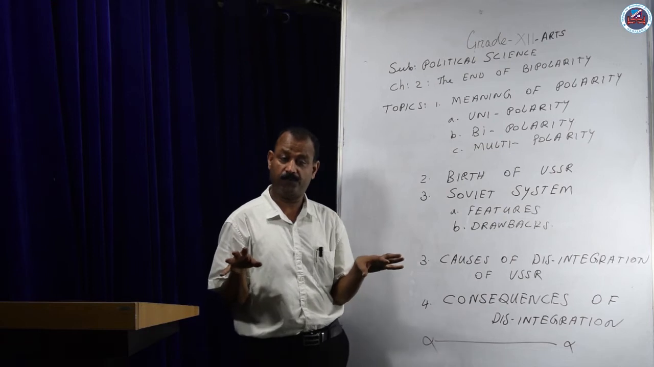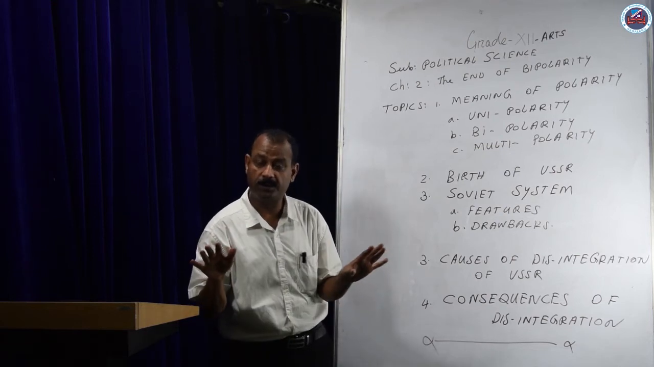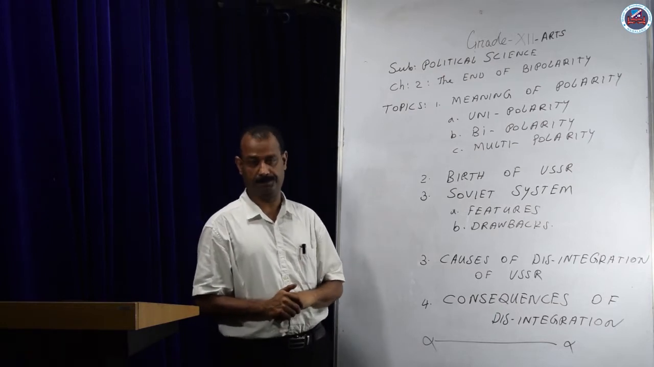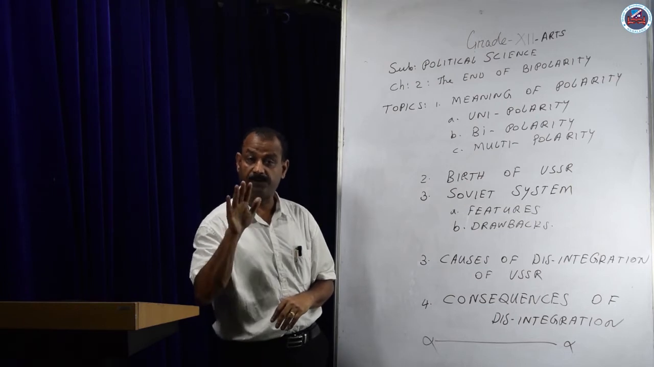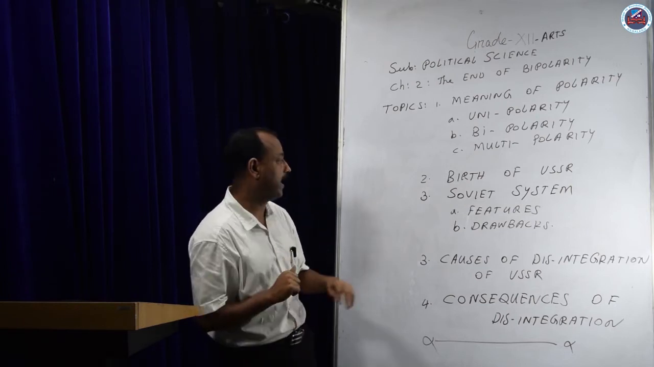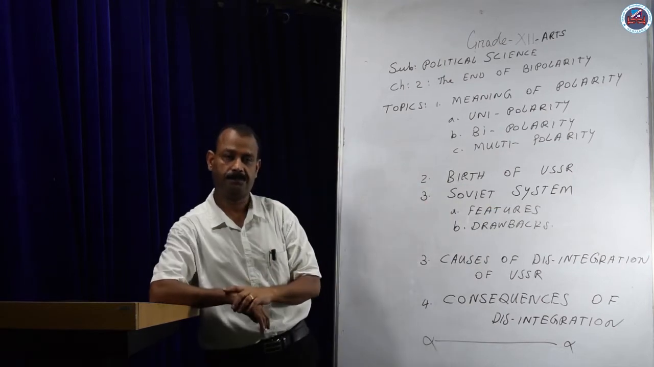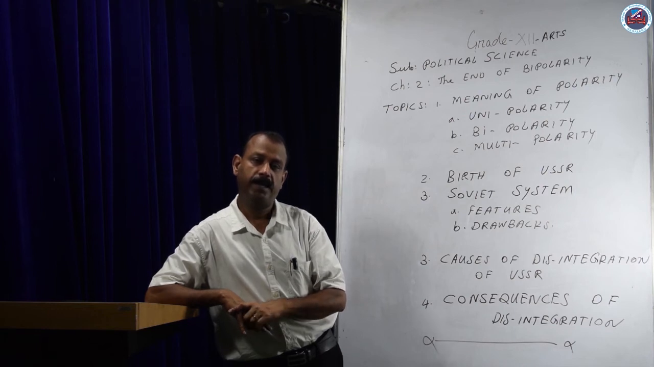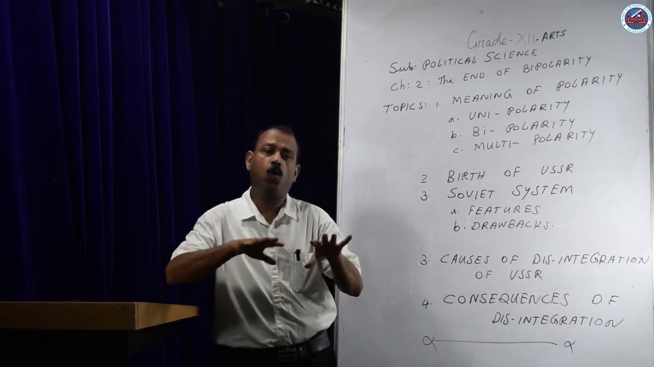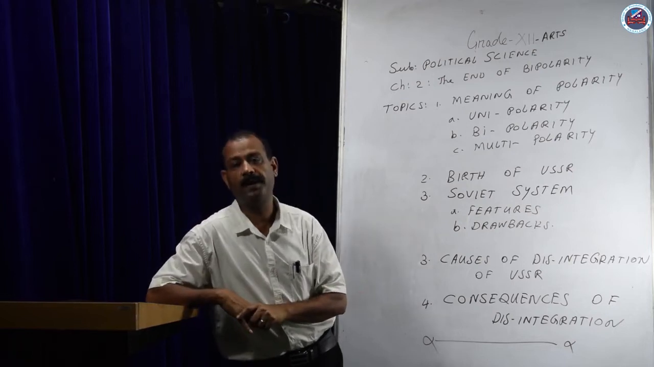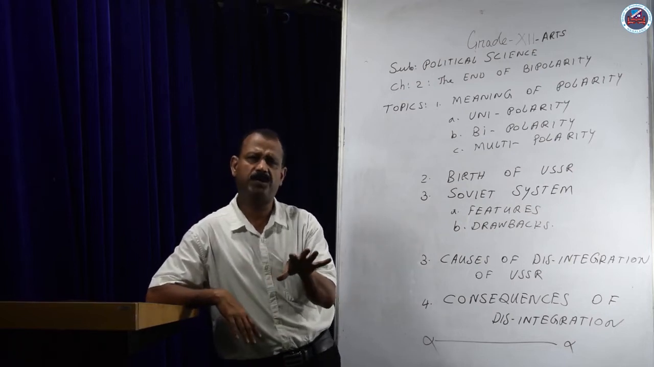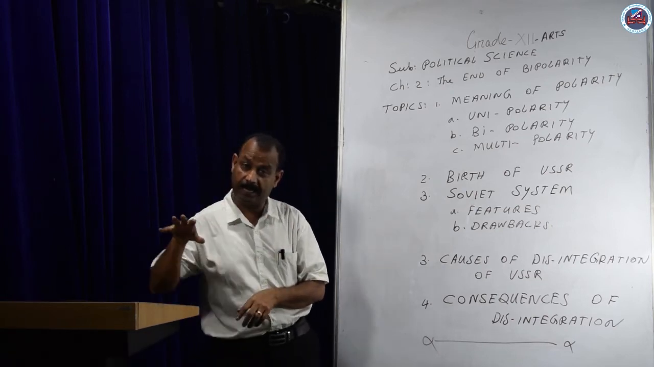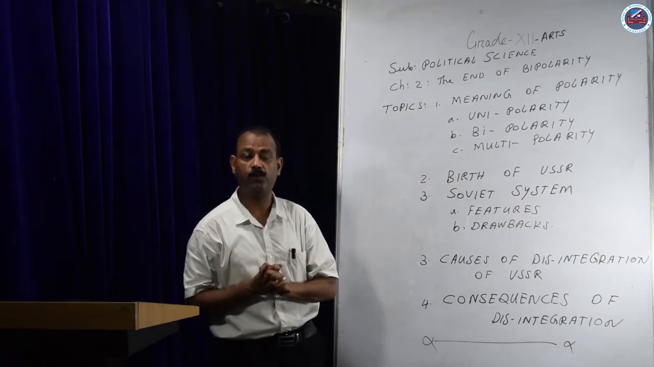After the formation of the USSR, they followed the socialist system. The USSR was the first country to follow socialism, and the system followed in the USSR is known as the Soviet system. What are the features of the Soviet system? In the Soviet system, almost all the means of production were owned by the government. Private ownership was not entertained. Everything was centered around the Communist Party of the USSR.